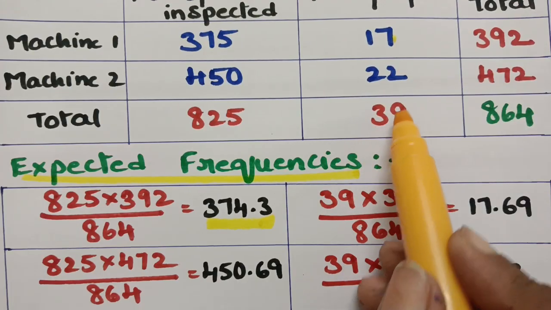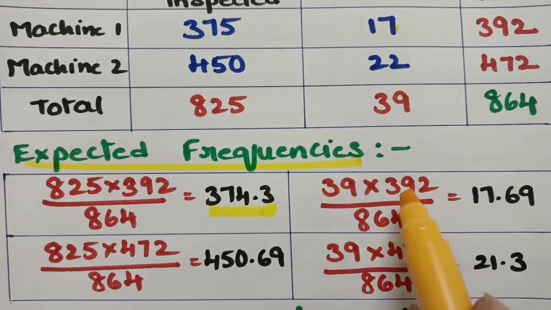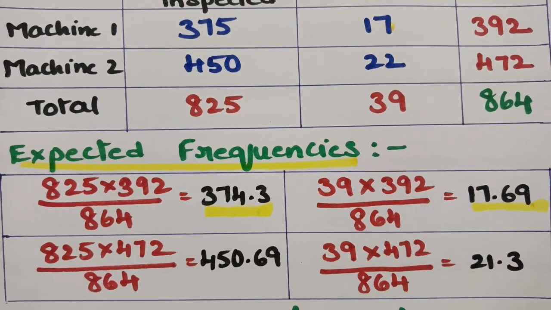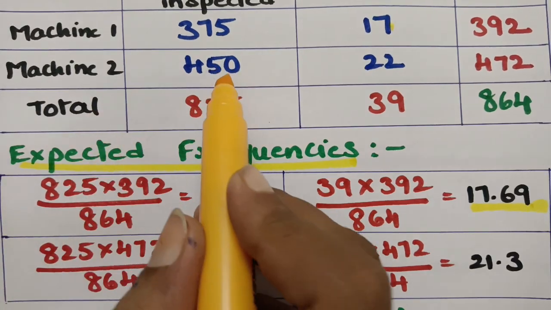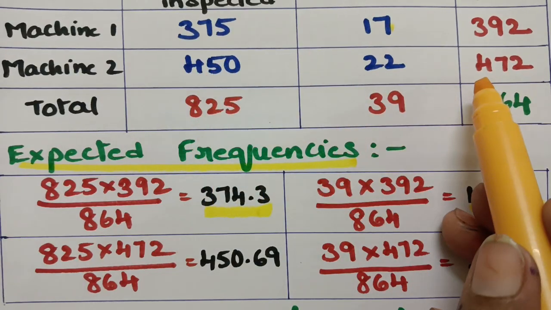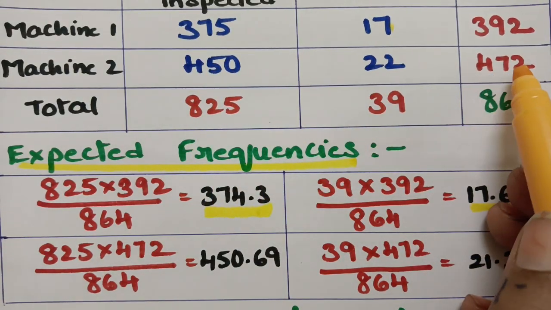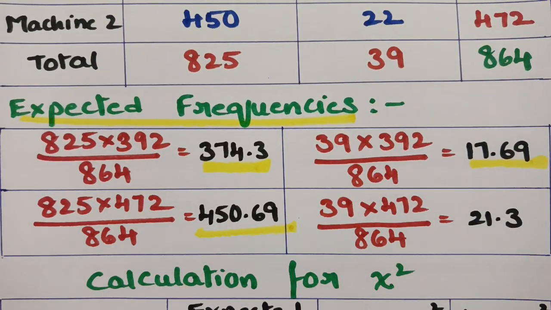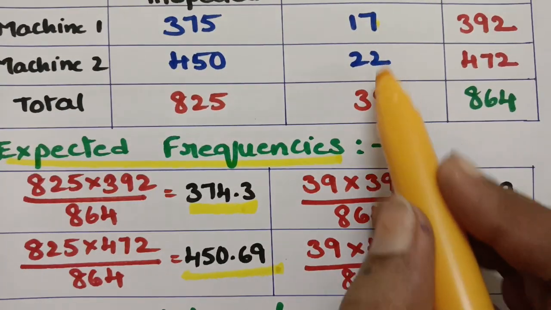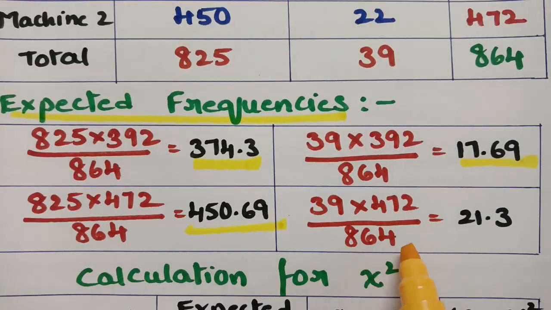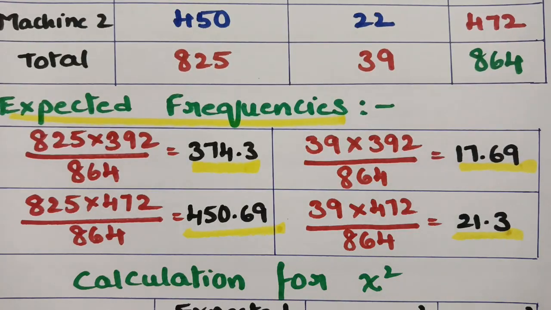And for this position we have to go with column total, that is 39, into row total 392 divided by grand total 864. The value here is 17.69. And next, for this position also, we have to multiply the column total 825 into row total, that is 472 divided by 864. The value here is 450.69. And this one, column total 39 into 472 divided by 864. The value here is 21.3.